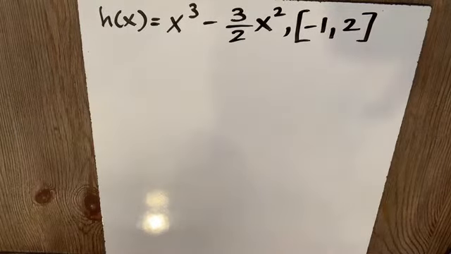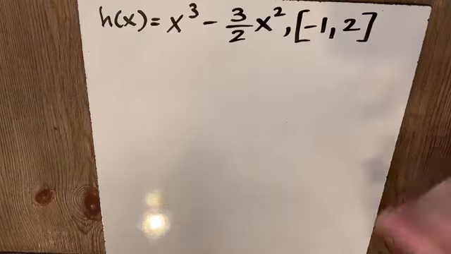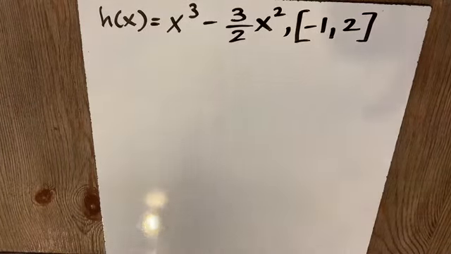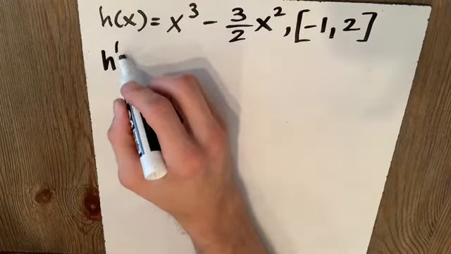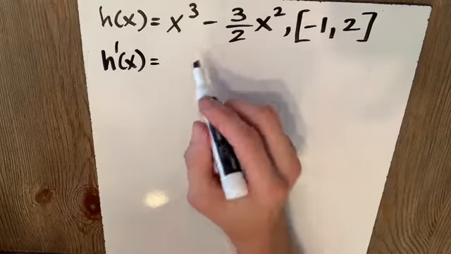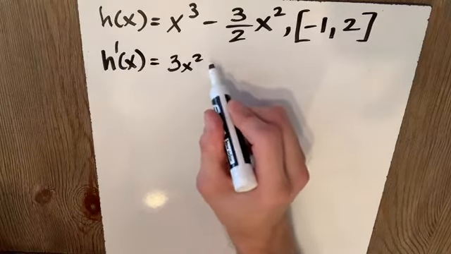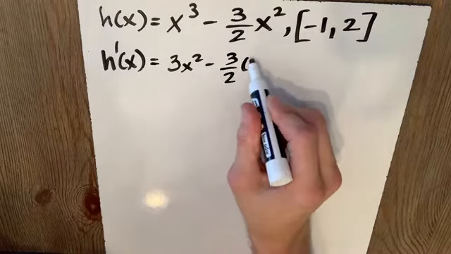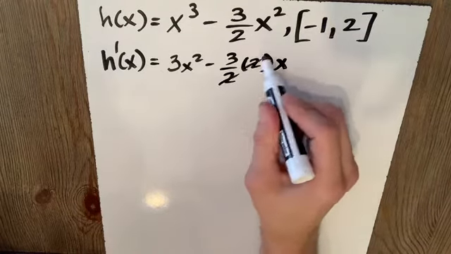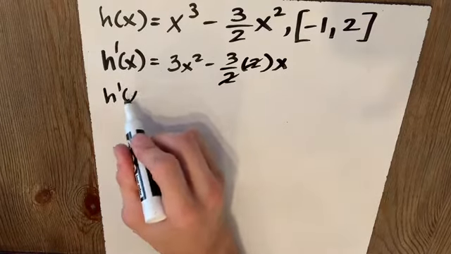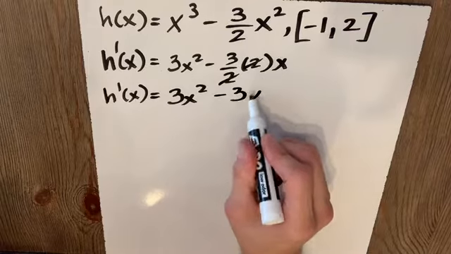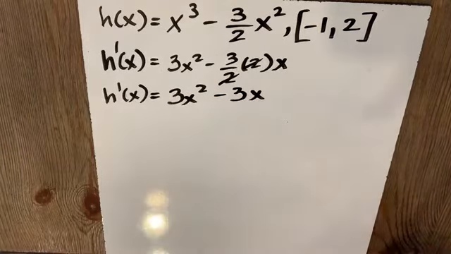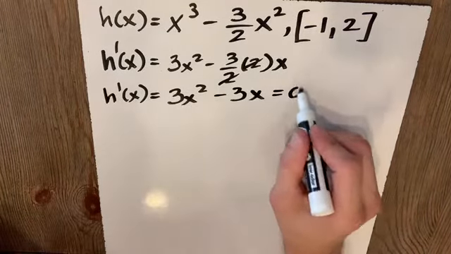If I'm asked to find the absolute max and absolute min, the extrema of this graph, of course, my first step is I say, well, it's a closed interval, so I'm guaranteed a min and a max. I want to know what my derivative is. 3x squared minus 3 over 2 times 2x to the first, cancel, cancel, gives us h dash of x is 3x squared minus 3x. First thing I do is I take that derivative and I set it equal to 0.